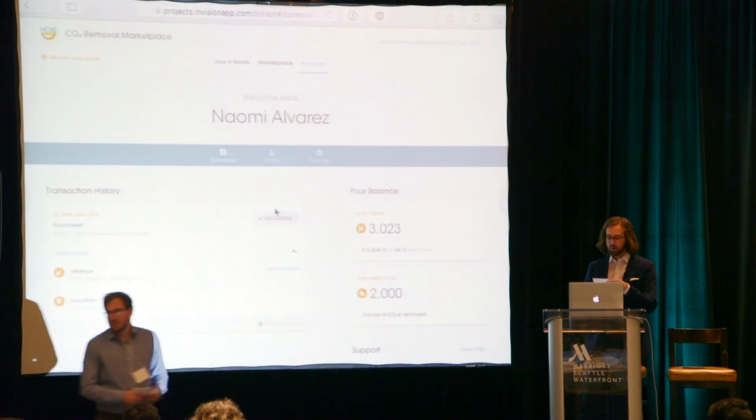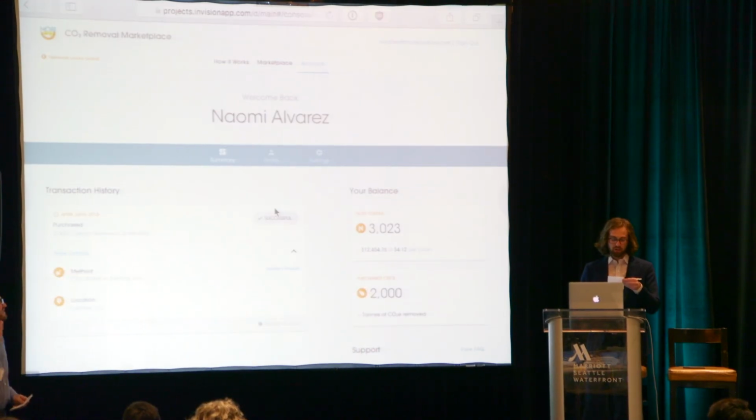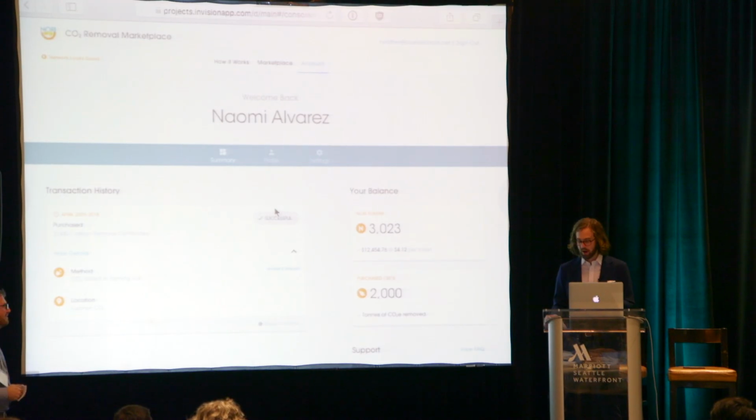Okay, you buy from the front of the line, but might corporate buyers want to choose projects to support that resonate with their values, like they can in the voluntary market right now?